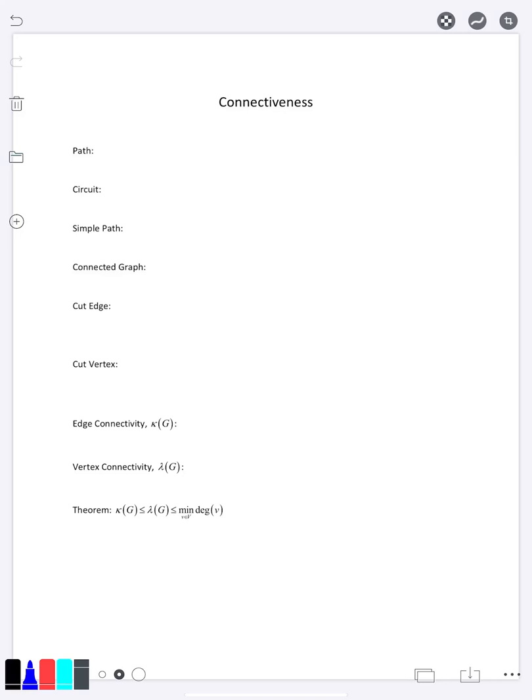This video will introduce concepts related to the connectiveness of a graph. It's a certain property that we need to talk about. And we'll begin by looking at what a path is. So a path from a vertex A to a vertex B is a sequence of edges that start at the vertex A you're talking about and end at vertex B.